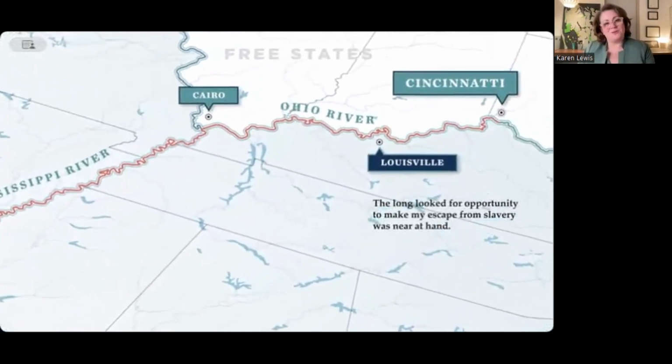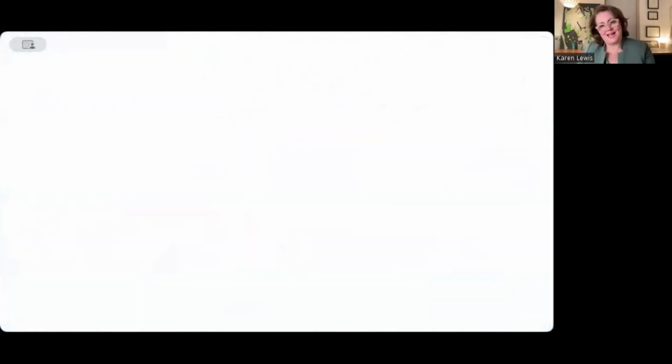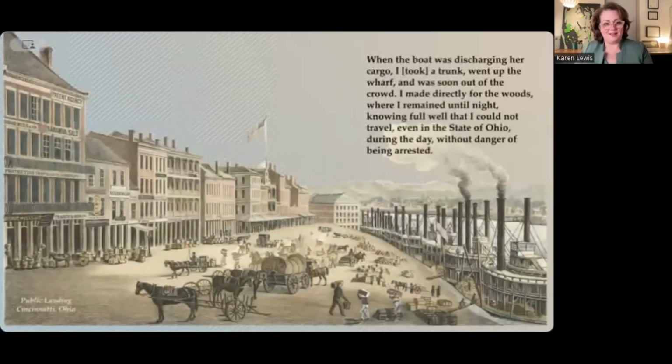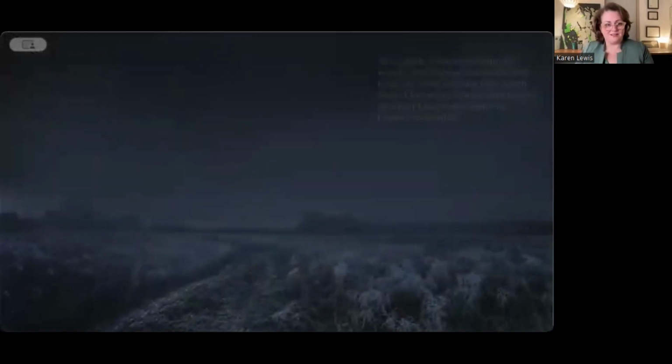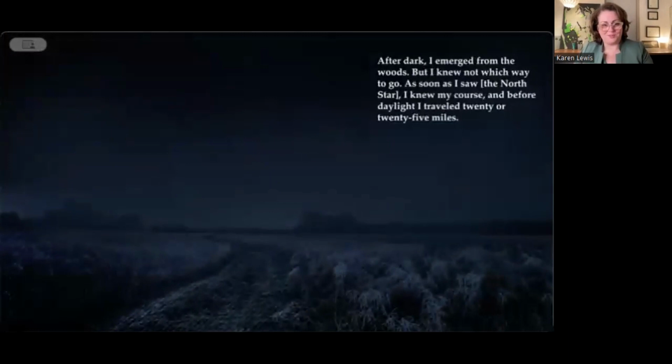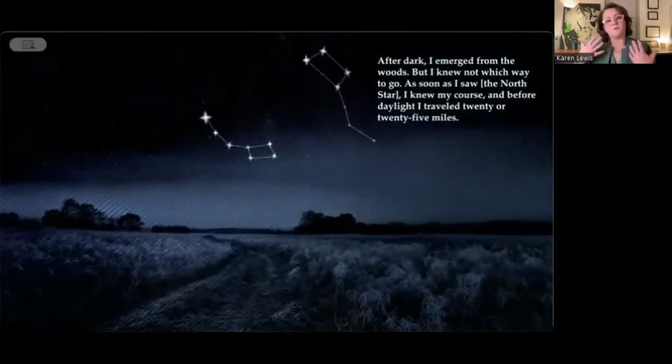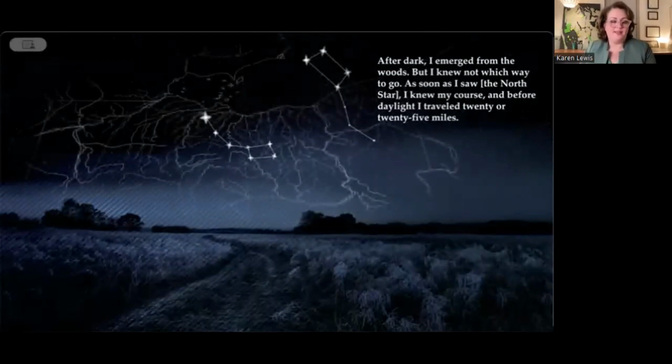And so the story goes that he arrived by boat in Cincinnati and he slipped out. He was being traveled with his enslavers. And then when they got to public landing in Cincinnati, Ohio, he was able to slip into the crowd and disappear, taking advantage of the fact that Black men and women were free in Ohio. And so he was able to blend in and hide himself and represent himself as a free Black man.